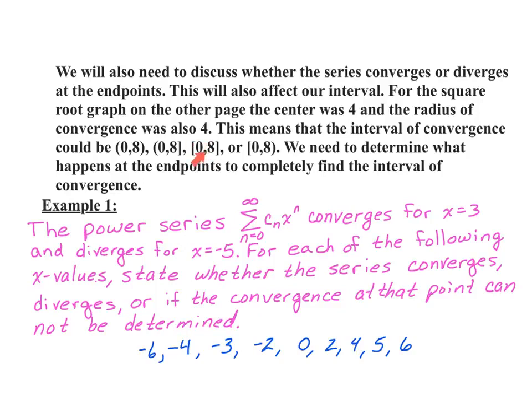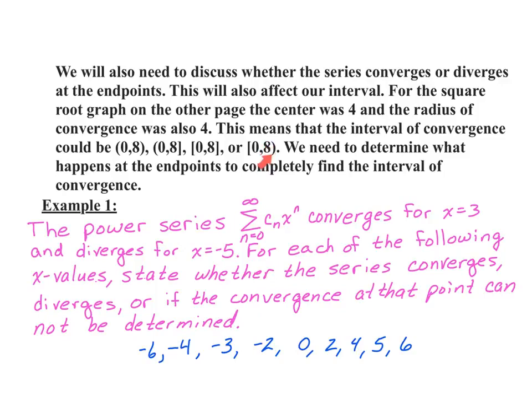This means that it converges in between 0 and 8, and at 0 it converges, and at 8 it also converges. And this one means that it converges between 0 and 8, and at 0 it converges, and at 8 it diverges. It's just like your interval notation that we used for domain and range.